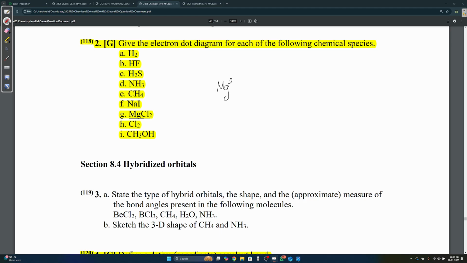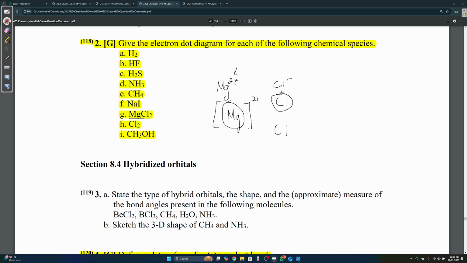Mg becomes Mg2+. Cl becomes Cl-. Mg2+. As usual, the cation always has an empty outer shell, and you put the charge outside. Cl, we have 2 Cls, so you're going to draw one here, one here. We're going to draw the outer shell.